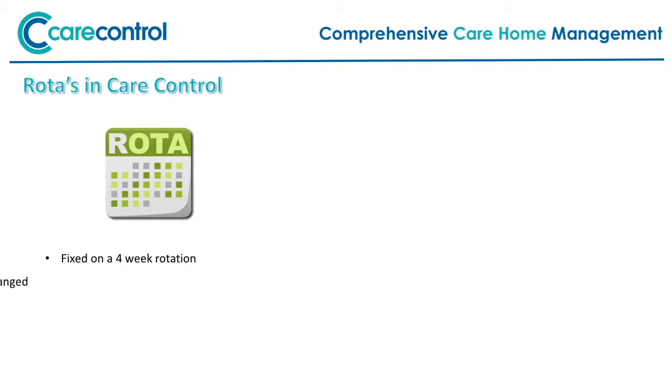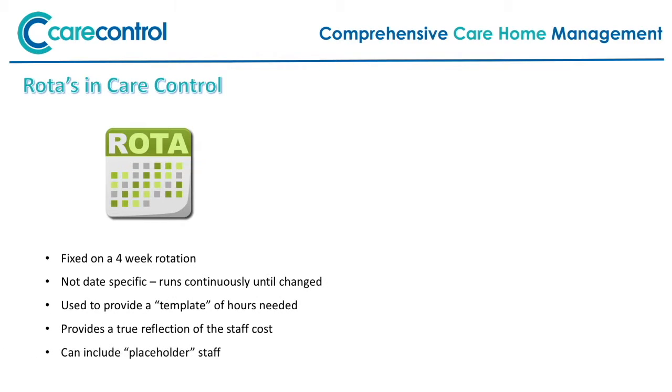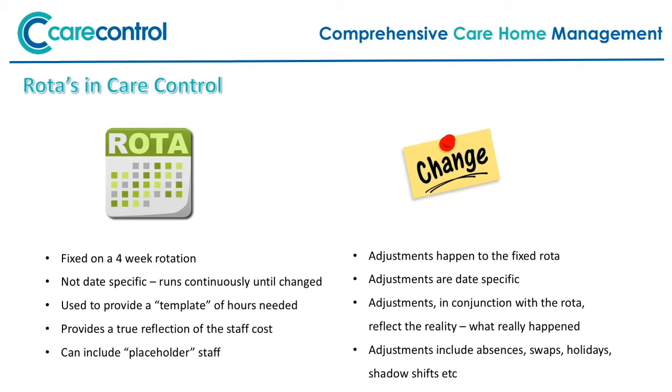Rotors in Care Control are based on a fixed 4-week rotation. They are not date specific. They run continuously until they are changed. They are used to provide a template of the hours that are needed. They provide a true reflection of the staff costs, and they can include placeholder staff if not all the shifts can be assigned. Changes are then made to this rotor.